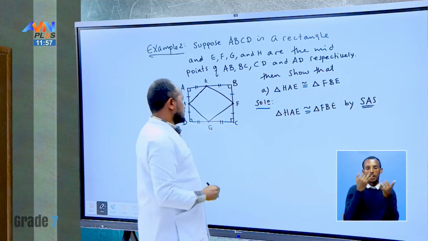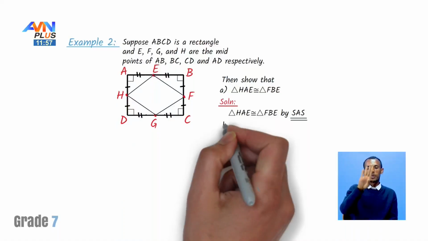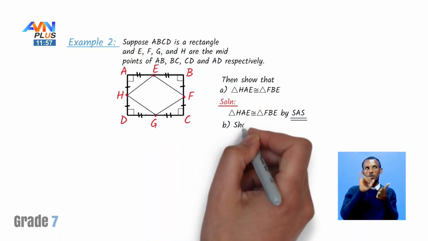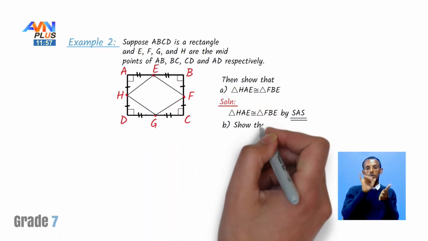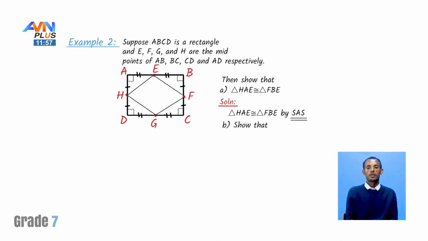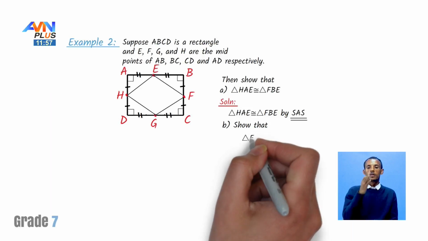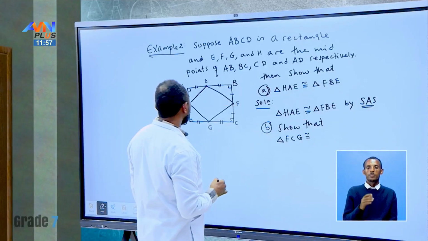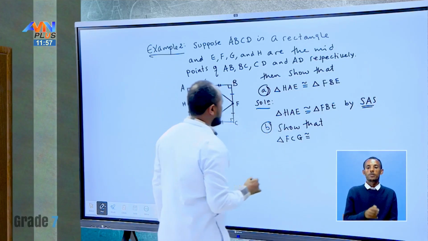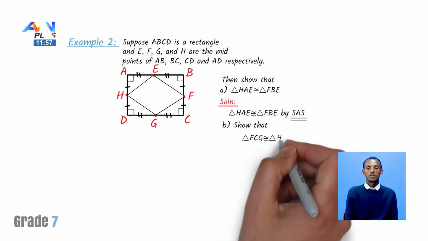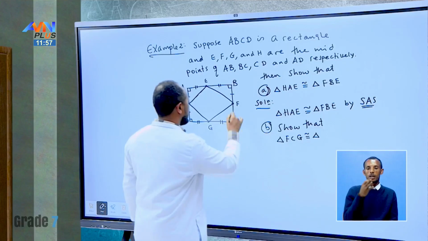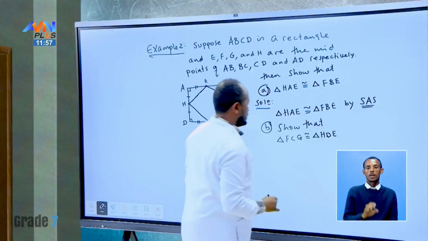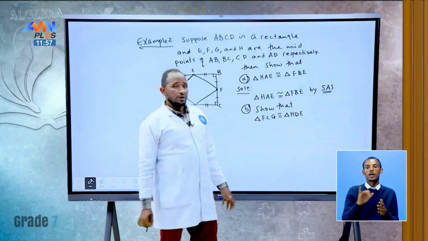Now, please students, try this. B. Show that triangle FCG is congruent to triangle HDE. FCG is congruent to HDE. So please students, try this question. I will give you 20 seconds for this.